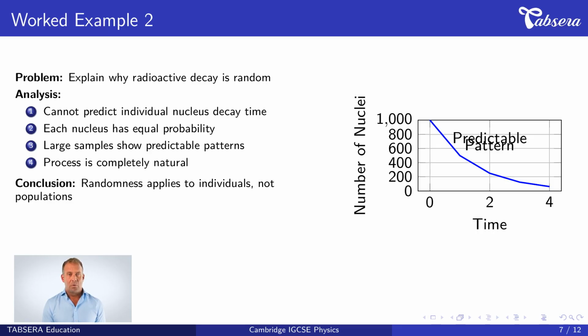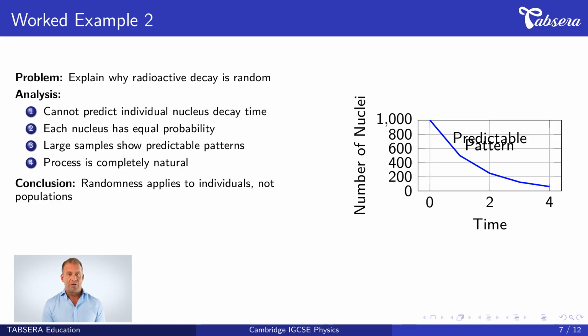Example 2 explores why radioactive decay is random. The problem asks us to explain the random nature of radioactive decay. Let's analyze this systematically. First, we cannot predict when any individual nucleus will decay. Even identical nuclei in identical conditions decay at different, unpredictable times. Second, each nucleus has an equal probability of decaying in any given time period, regardless of its age.